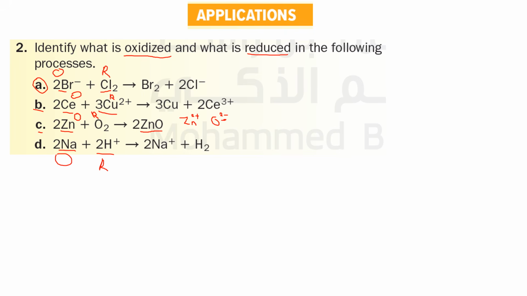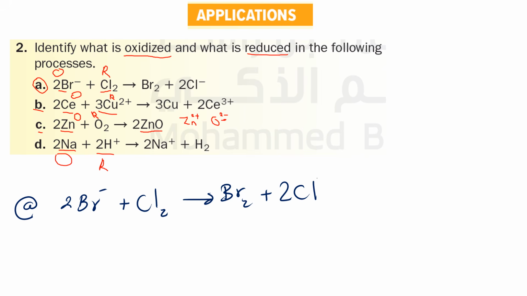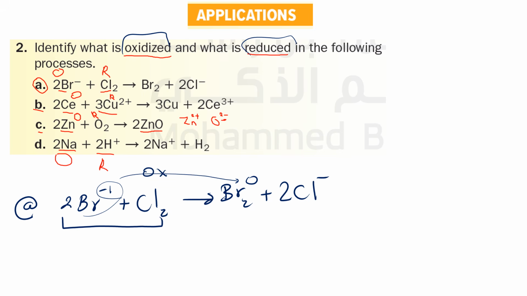Now let's look at A. 2Br minus plus Cl2 gives us Br2 plus 2Cl minus. Now هذا تفاعل يقول لك which atom is oxidized and which was reduced. اللي يقصد فيهم هاي يعني المتفاعلات، أي واحدة من هذيلا oxidized وأي واحدة منهم reduced. تعالوا نشوف. شحنة ال Br كانت -1 صح؟ كم شحنتها صارت؟ 0. يعني شحنتها زادت لأنه 0 أكبر من -1. So this is oxidation.